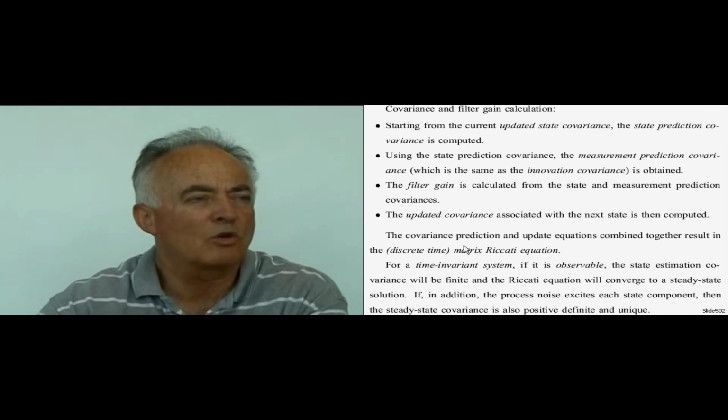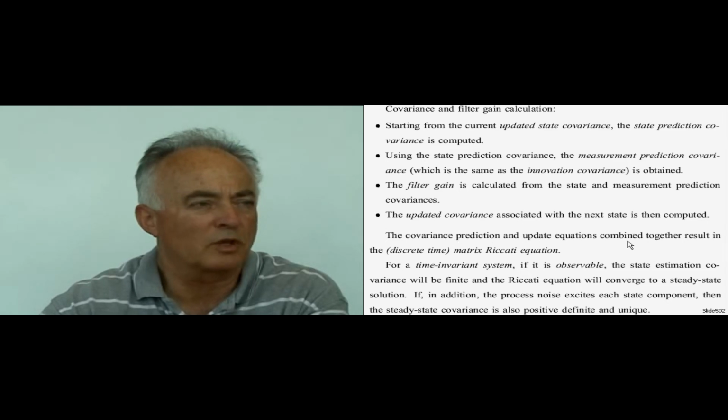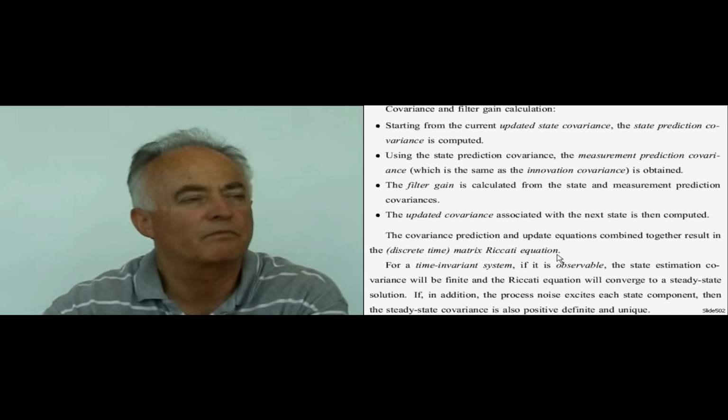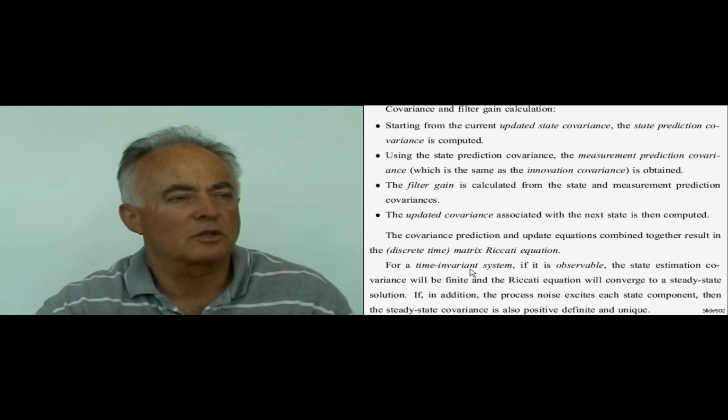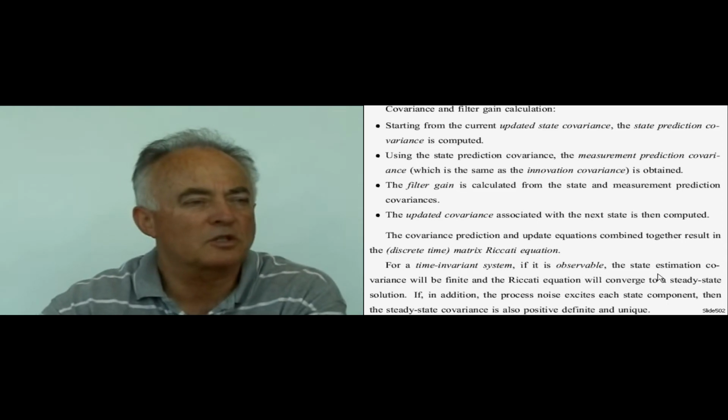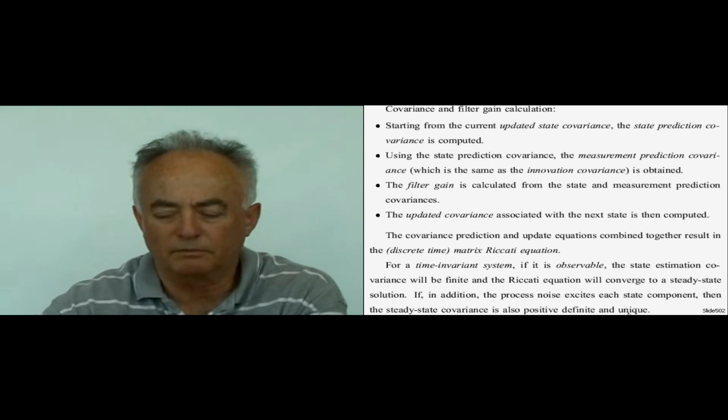If we combine the covariance prediction and update equations together, we end up with what's called the discrete time matrix Riccati equation. For a time invariant system, if it is observable, the state estimation covariance will be finite, and the Riccati equation will converge to a steady state solution if, in addition, the process noise excites each state component, as a second controllability condition on the F and square root of the process noise covariance. Then the steady state covariance will be both positive definite and unique.